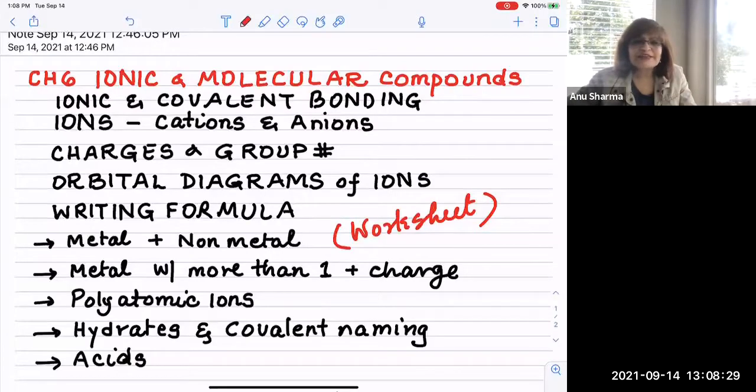Hi guys. Okay, so let's look at chapter 6, ionic and molecular compounds. First, let's look at what is ionic and covalent bonding. Next, how are the ions formed, that is the cations and the anions. Then the charges and the group numbers, orbital diagrams of the ions, then writing the formulas.